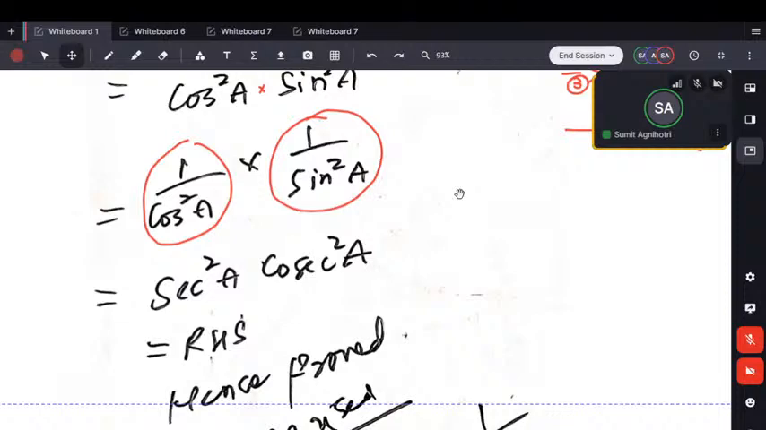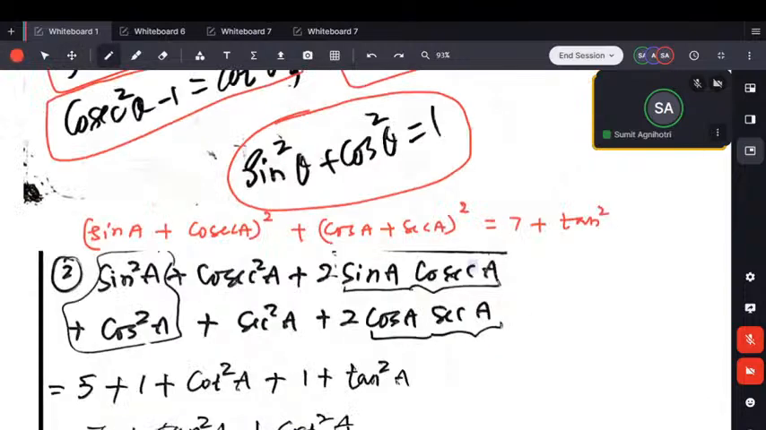Okay, what is the second question? First you need to learn that. I am writing the question here. The question is sin a plus cosec a whole square plus cos a plus sec a whole square, and we are supposed to prove it equal to 7 plus tan square a plus cot square a. This is the question.